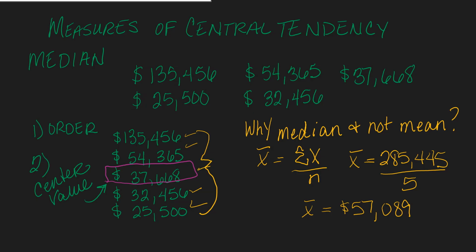This 135,456 is much higher than at least 3 of the values, and this 25,000 is quite a bit lower than at least our top 2 values. So because we have extreme values, it skews the measure of central tendency if we're using the mean. It makes it look like across these 5 states, more money is spent on average per prisoner than what's really representative of the data that we have.